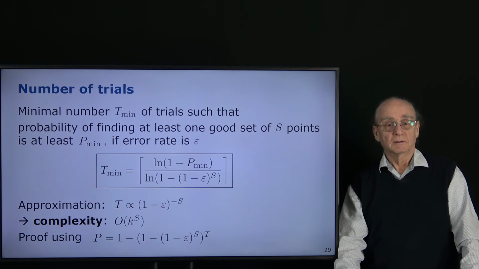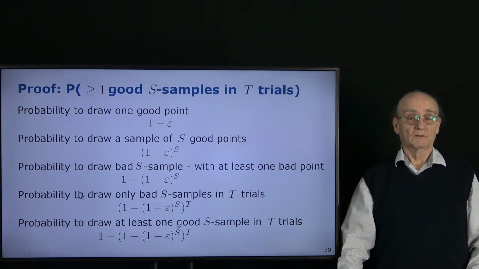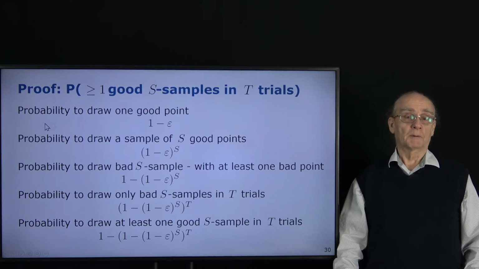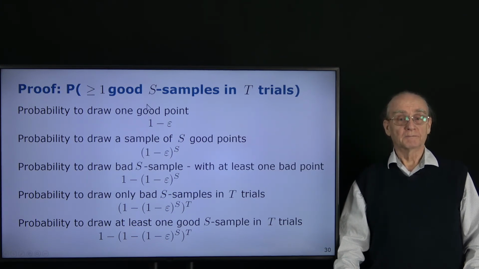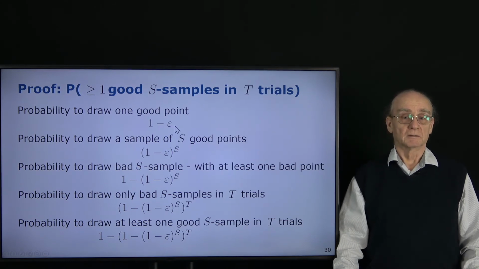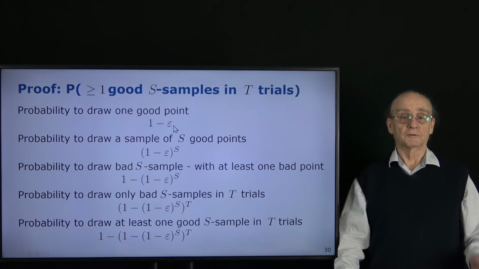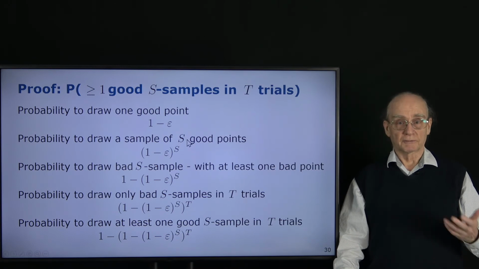We use the following equation: the probability of finding at least one good triplet when the outlier rate is epsilon and we have t trials is this expression. So let's have a look at it. Let's start. The probability to draw one good point is of course 1 minus epsilon. Epsilon is the error rate, so 1 minus epsilon is the rate of finding a good point if you have one trial. Now we want to have s good points, let's say 3.